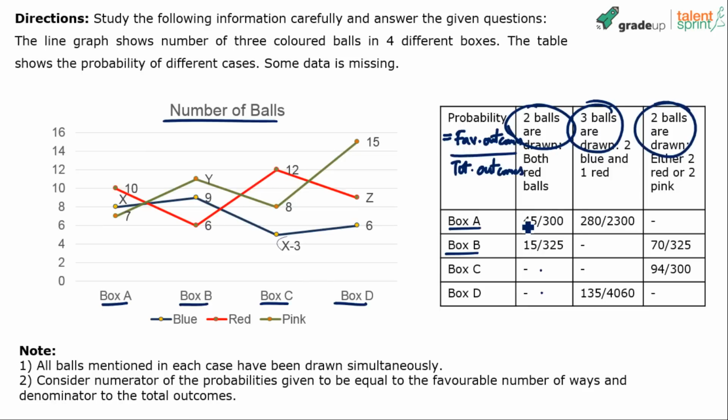But he did not simplify it to 3 by 20. Why? That also is correct. Strictly speaking, probability is 3 by 20 only. This can be further simplified. But why has he given it in terms of 45 by 300 and not 3 by 20?